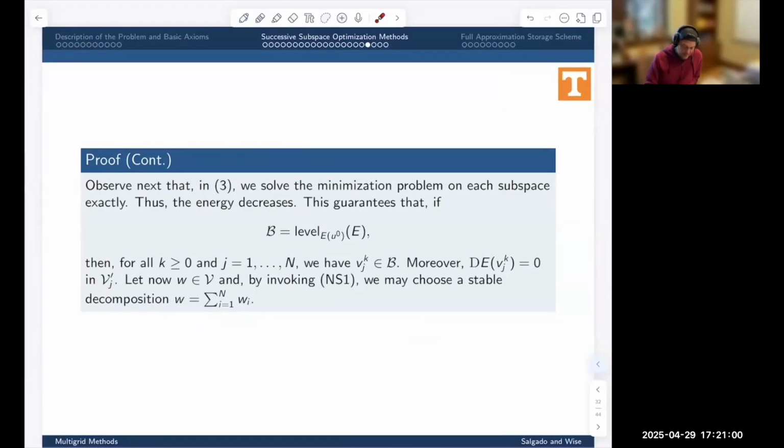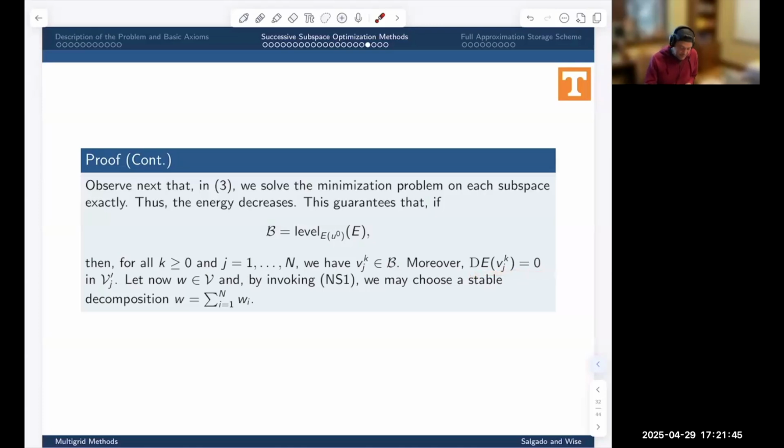Okay, now we're going to observe that when we solve the minimization problem on each subspace, we do so exactly. Therefore, we know that the energy is always decreasing. And this guarantees that if we use this as our finite set, this set is convex and bounded. So we know that all of our points are going to be in this set B. In fact, all of the individual iterates in between are all going to be in B. Moreover, we know that the fundamental orthogonality property holds. So we're going to take advantage of that.